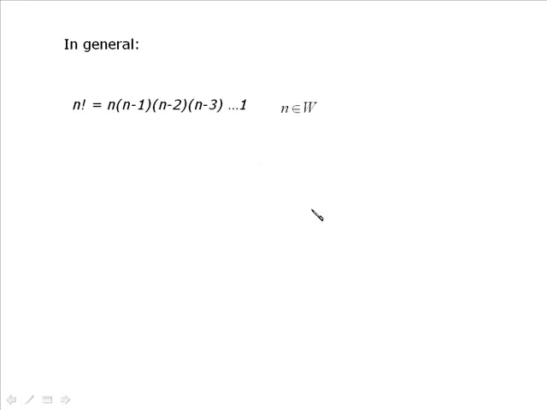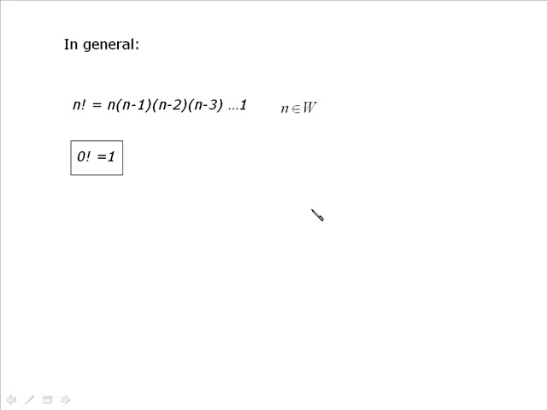In general, n factorial is equal to n times n minus 1 times n minus 2 times n minus 3 all the way down to 1. So it's just descending values. Always whole numbers. There's never any fractions or decimals or negatives as well.